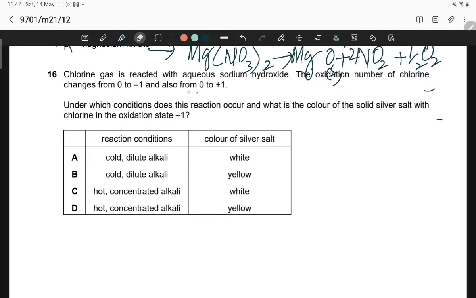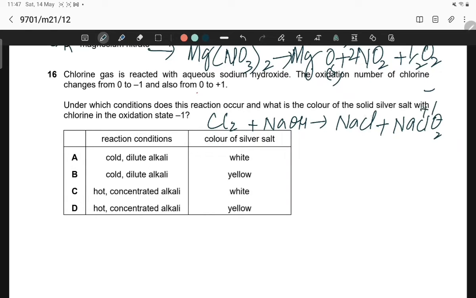Question number 16. Chlorine gas is reacted with aqueous sodium hydroxide. The oxidation number of chlorine changes from 0 to -1 and also from 0 to +1. So this is the reaction: Cl2 plus sodium hydroxide to form NaCl, 0 to -1, and NaClO, +1, plus water.